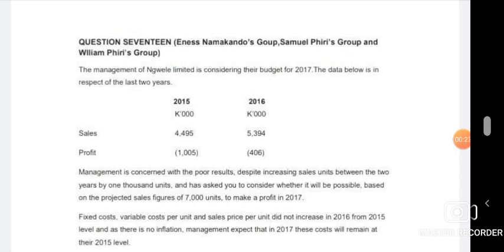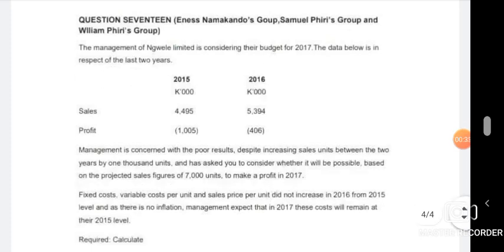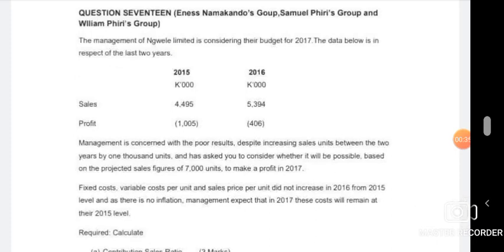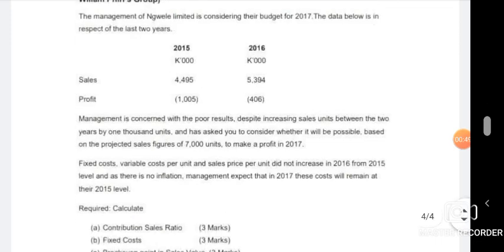those profits in brackets are actually losses. That's why they've even put them in brackets. Supposed to actually be the loss. So management is concerned with the poor results despite increasing sales units between the 2 years by 1,000 units, and has asked you to consider whether it will be possible, based on the projected sales figures of 7,000, to make a profit in 2017.